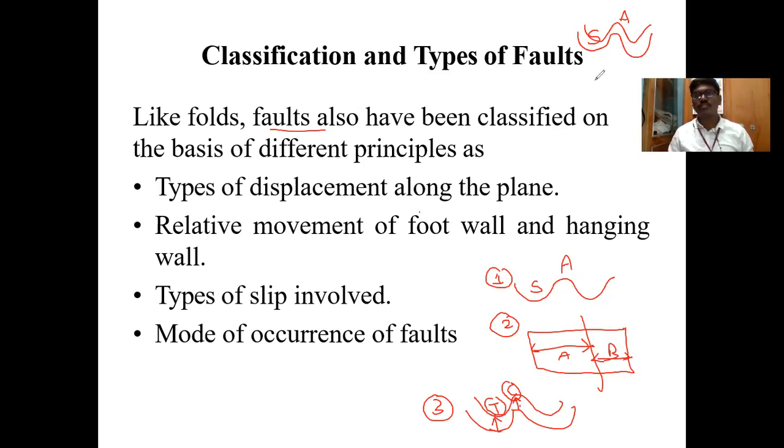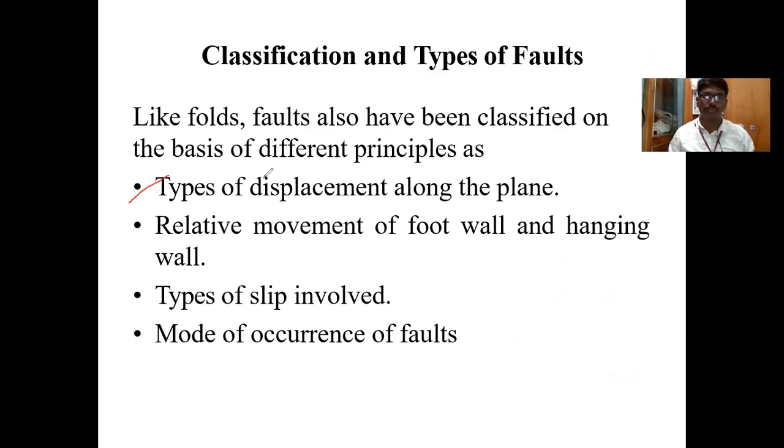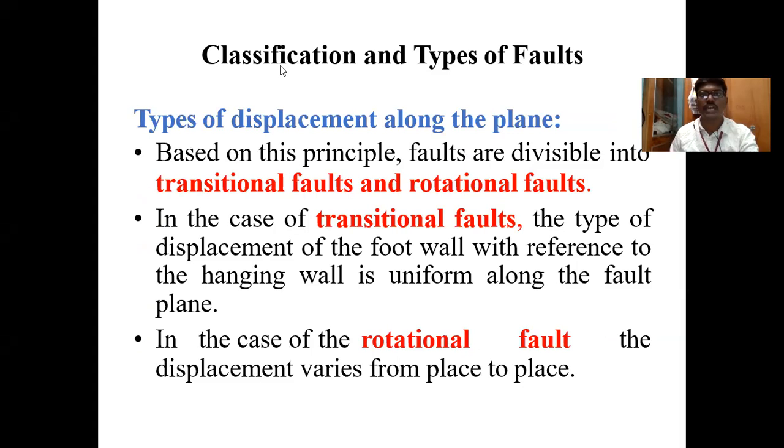In the same manner, faults are also divided based upon the type of displacement along the fault plane, the relative movement of the footwall and hanging wall on either side of the fault, the type of slip involved, and the mode of occurrence of the fault. So based upon these 4 criteria, you can classify the faults. I'll move to the first one, that is depending upon the type of displacement. Whenever I say type of displacement along the fault plane, you can divide faults into 2: translational fault and rotational fault.